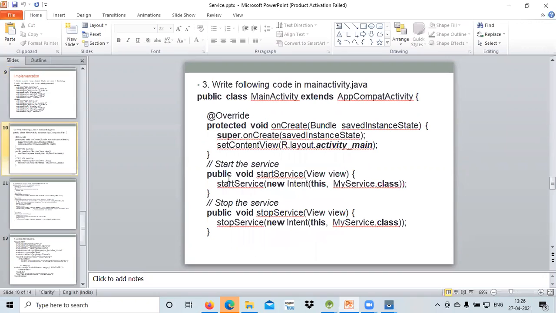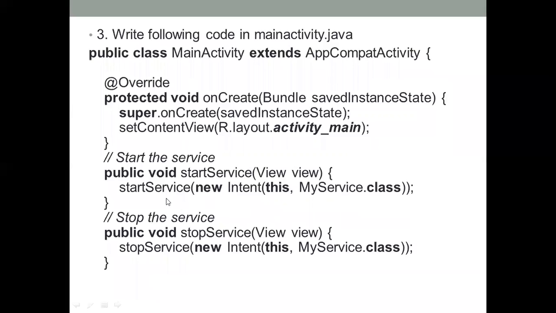ये मेरे पास main activity है in which I am using both these buttons. ठीक है, तो पहला बटन क्या है, that is the start service. So start service क्या करेगा, it will start my particular service from the current application context to the service class. ये एक another class है. ठीक है, ये एक another Java class हमने बनाई है, the MyService class.